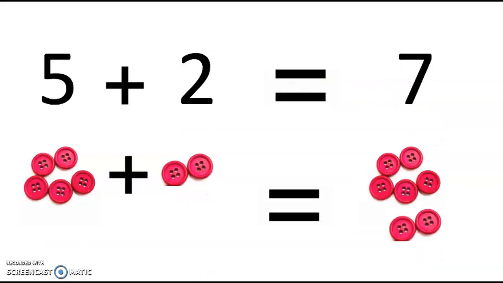All right, last one. Let's check that 5 plus 2 equals 7. On this side of the problem, I'm adding together 5 plus 2. Count with me. 5, 6, 7. On this side of the problem, I have 7 buttons. So is 7 on this side equal to 7 on this side? Yes, because they are the same amount. So 5 plus 2 is equal to 7.